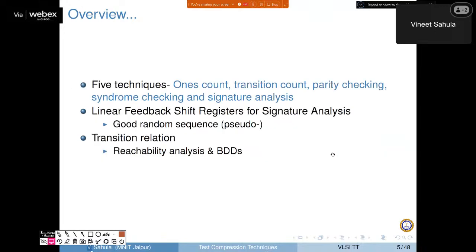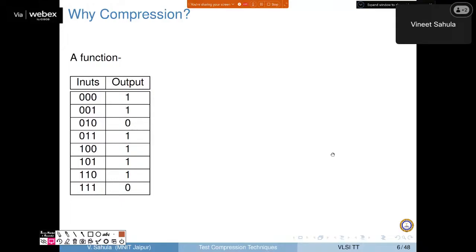Right. So we look at five methods: ones count in the output sequence, transition count in the sequence, parity, odd and even parity, or check for the syndrome, which is a modified version of ones count, and finally the linear feedback shift register, which you use for signature analysis comparison also, right? Okay, we go ahead. So this is something which we had discussed earlier with my handwriting. This is only formalized in a slide form.